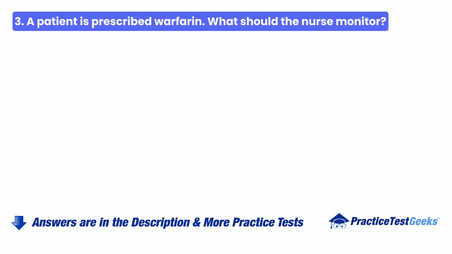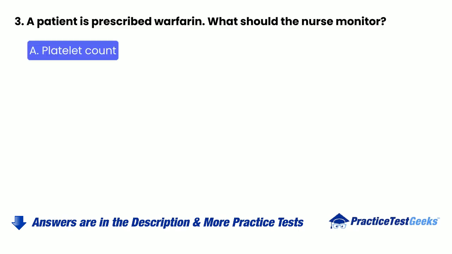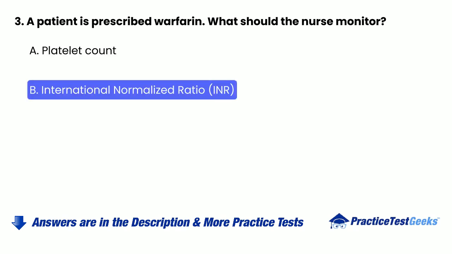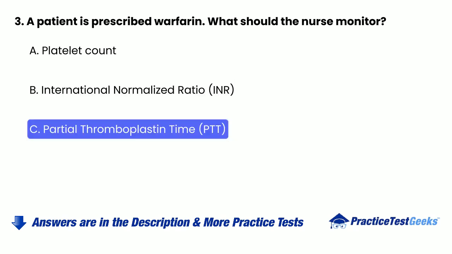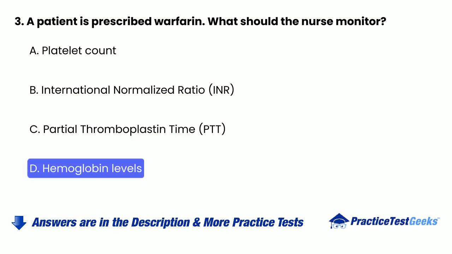3. A patient is prescribed warfarin. What should the nurse monitor? A. Platelet count. B. International Normalized Ratio or INR. C. Partial thromboplastin time or PTT. D. Hemoglobin levels.